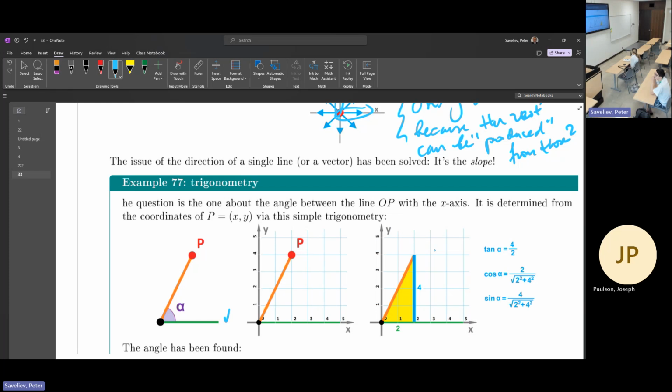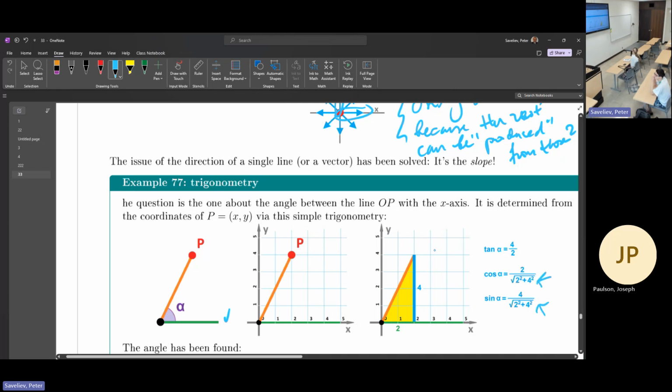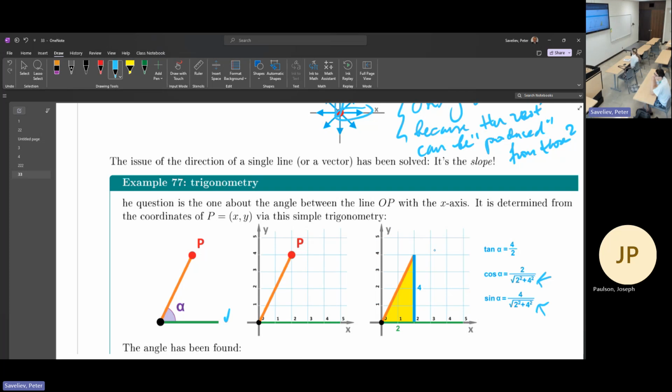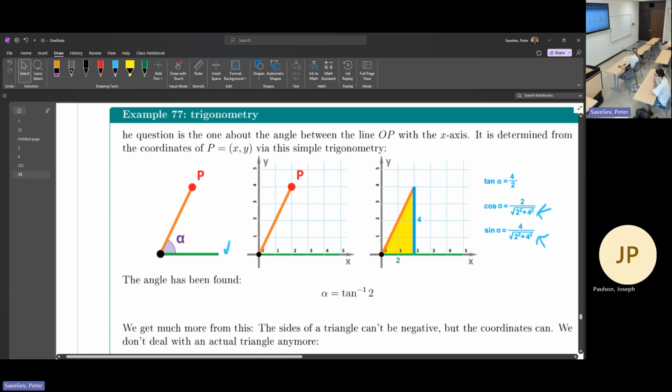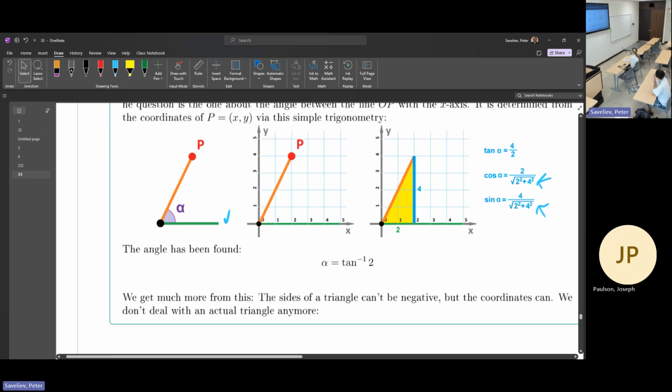So anyway, you find the point PQ, and then the triangle is there. You can compute any trig function, sine, cosine, or tangent. The simplest one, as you can see, is tangent, because you don't have to worry about the Pythagorean theorem for the hypotenuse in the denominator. And once again, we recognize it as a slope, and the computation is very straightforward.